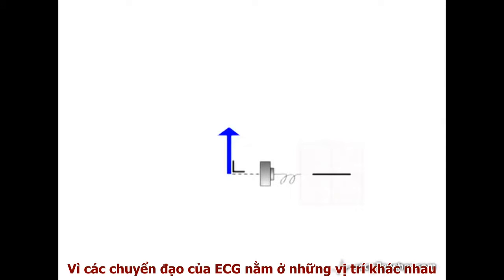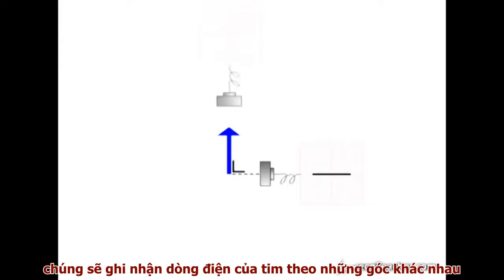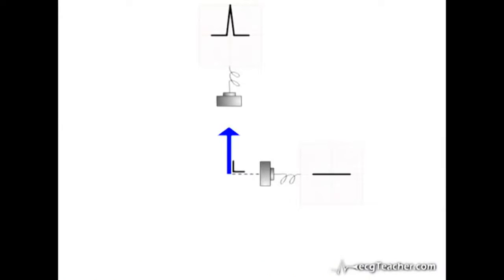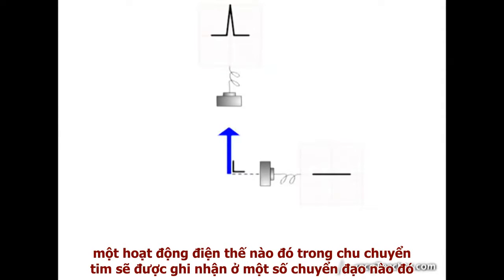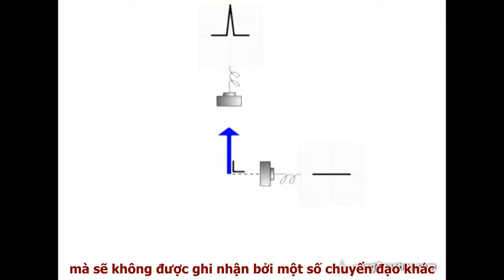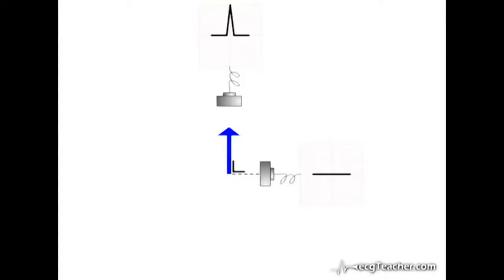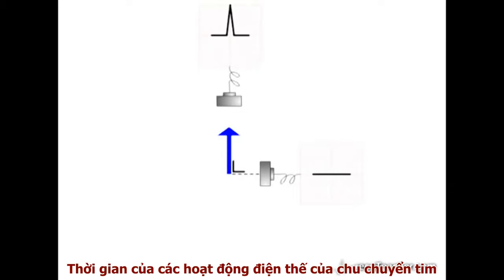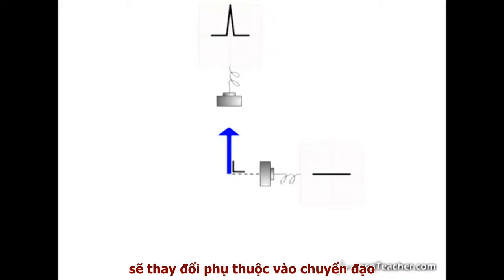As the ECG leads record electrical events from different perspectives, a lead observing this current from a different angle will record it. One important consequence of this is that an electrical event in the heart may be recorded by some leads but missed by others. For this and many other reasons, the duration of the major events of the cardiac cycle appears to vary between ECG leads.